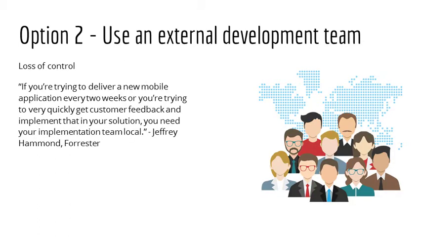Option two. This is similar to option one, except that instead of hiring developers in-house, you hire an external development team. Now, the problem here is that you lose control of all the fine details of mobile app development. As you can see in this quote from Jeffrey Hammond from Forrester, he says, if you're trying to develop a new mobile application every 2 weeks, or you're trying to very quickly get customer feedback and implement that in your solutions, you need your implementation team local. So outsourcing mobile app development means loss of control, and this is definitely not a solution.